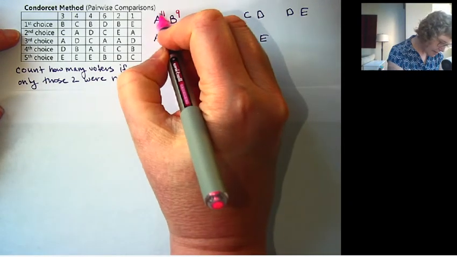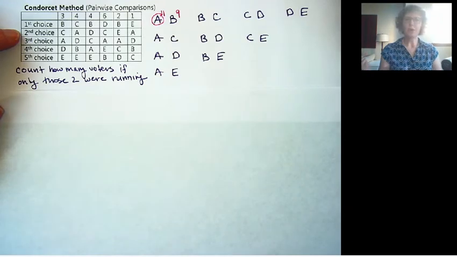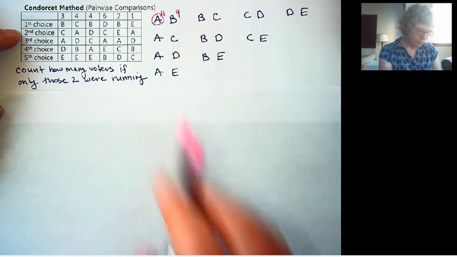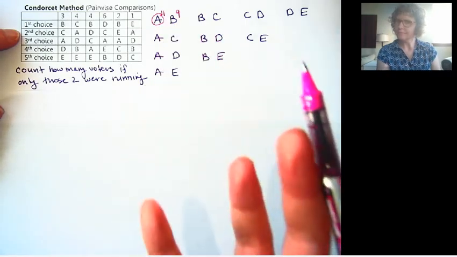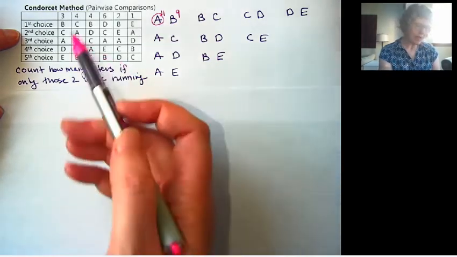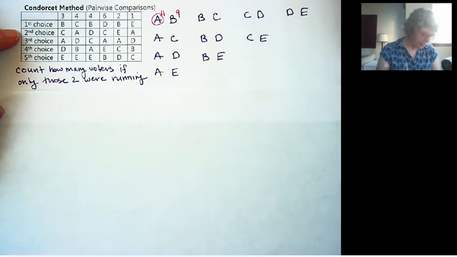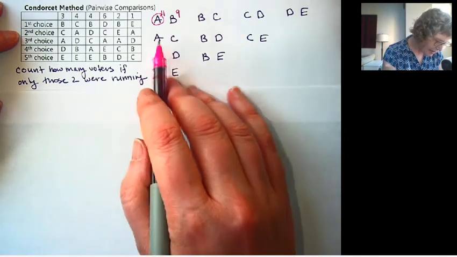So A, isn't that interesting? B was the plurality winner, but more people chose A over B in their rankings. It's just that no one put A first. Interesting, huh? Okay, so let's keep going.